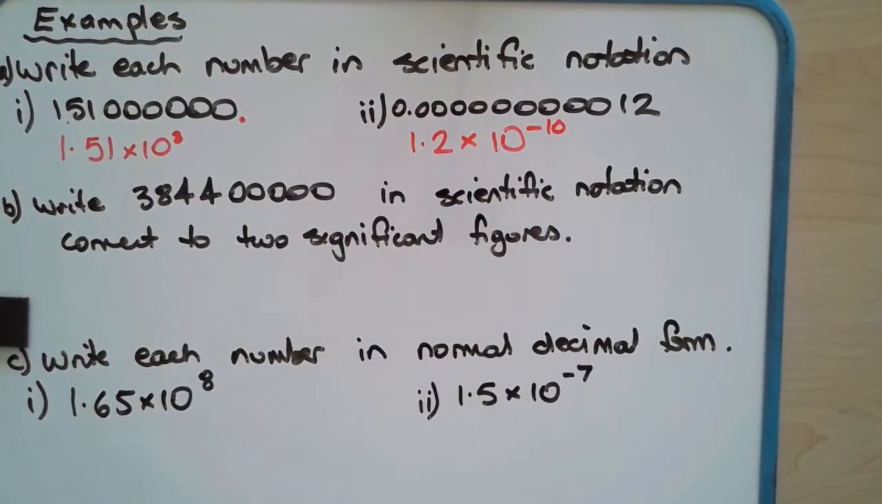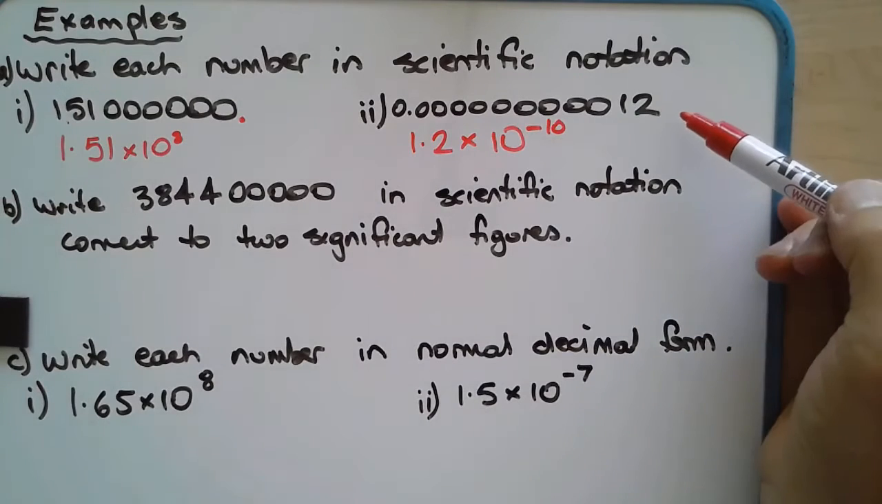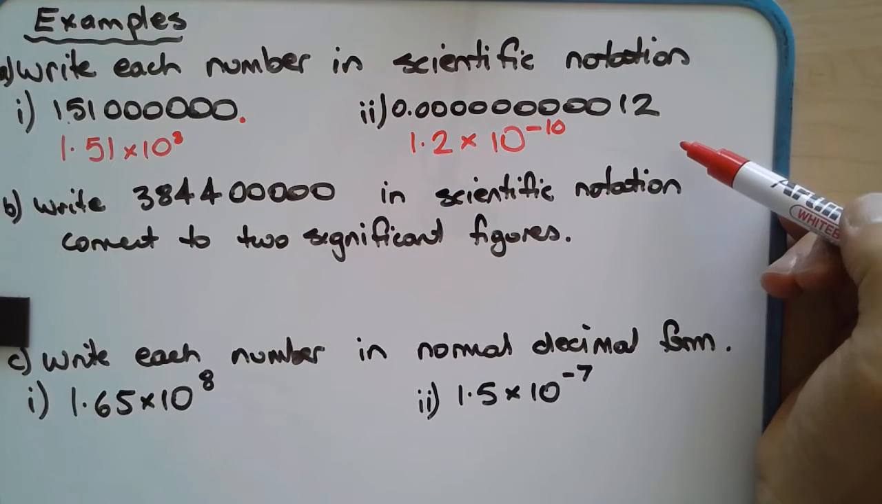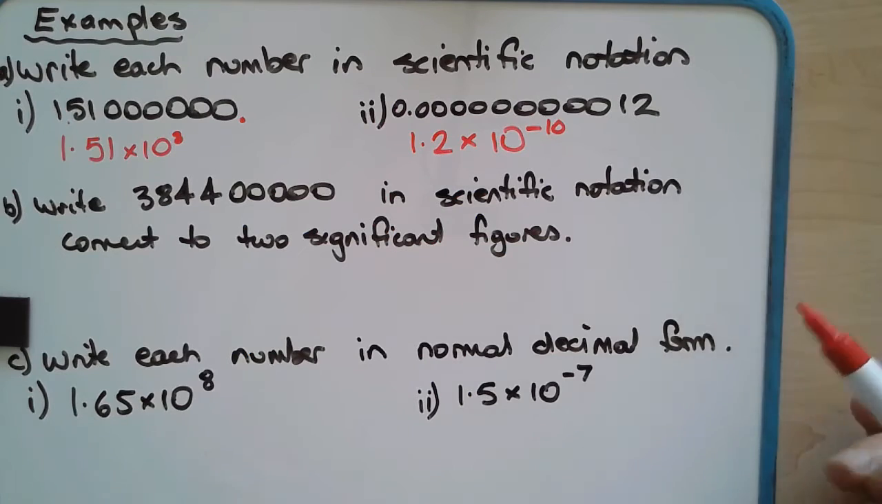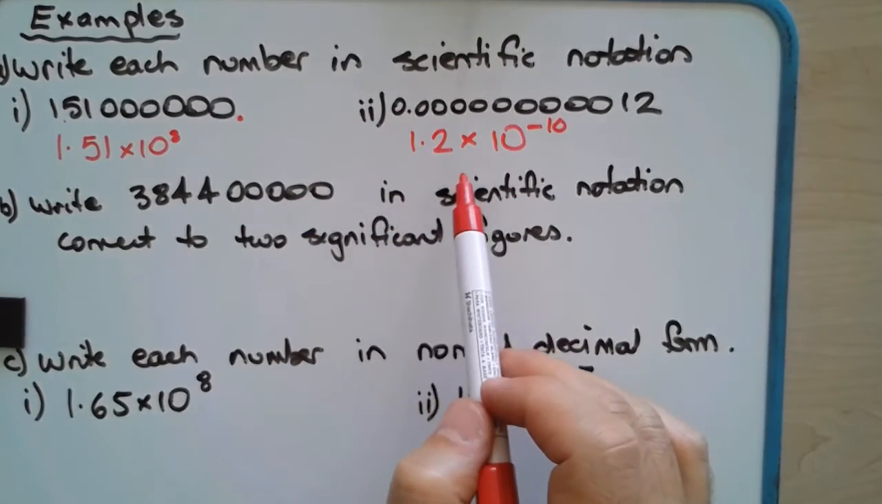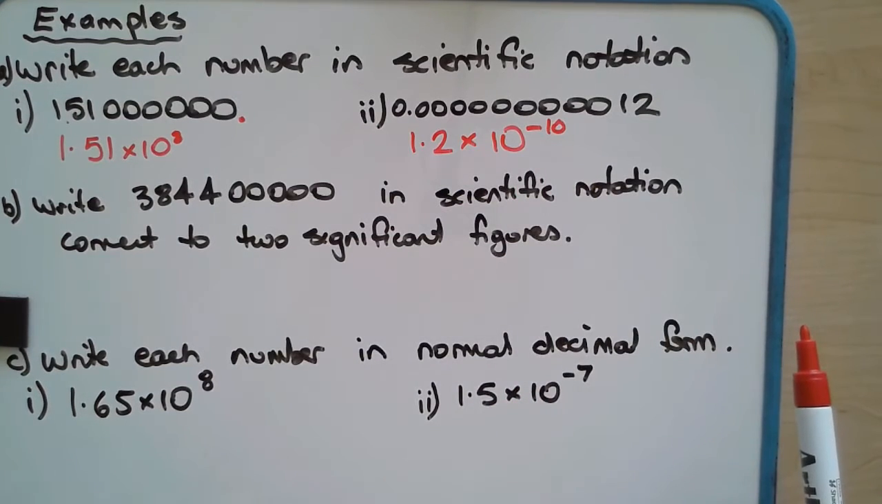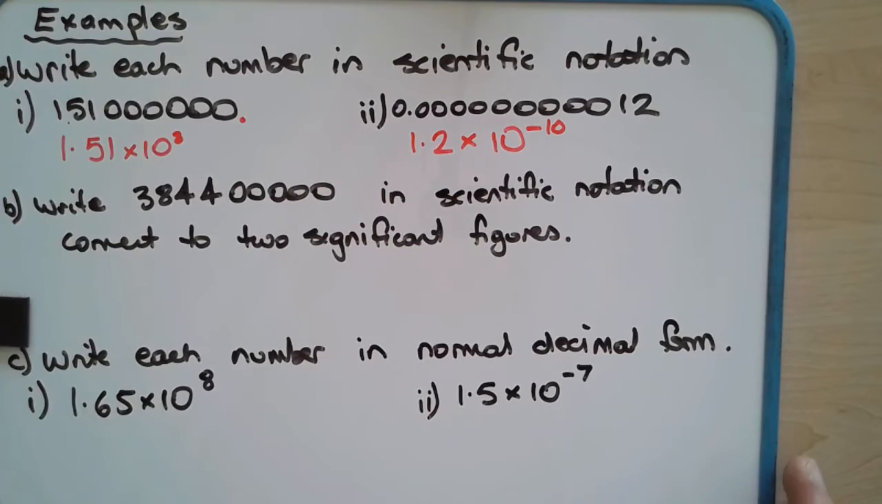That number looks somewhat familiar as well. That number is in fact the diameter of a hydrogen atom in meters. You could look that up for yourself, but it's roughly 1.2 times 10 to the power of negative 10 meters in diameter, one hydrogen atom.